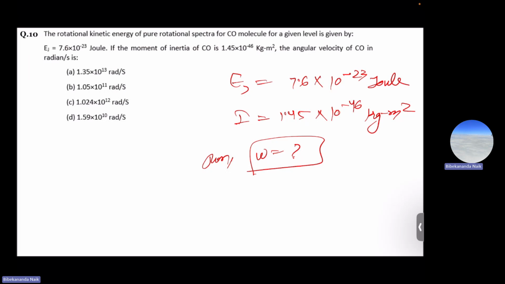So here the rotational kinetic energy is given, and it is the pure rotational spectra of the carbon monoxide molecule. So from the rotational kinetic energy, you need to find out the angular velocity. I'll give you a few minutes to solve this question, and then we will discuss what the correct answer is.